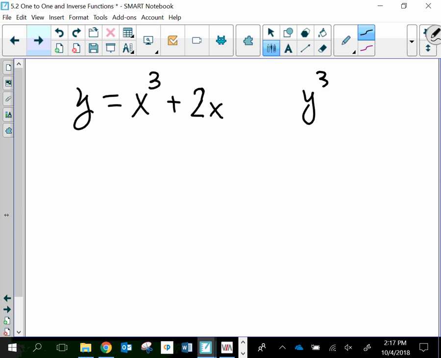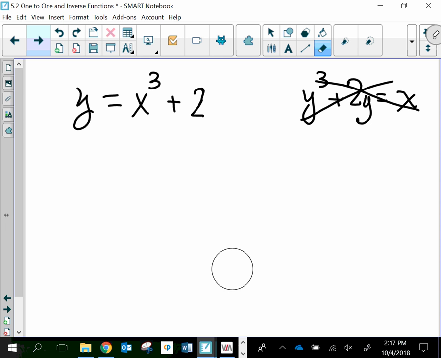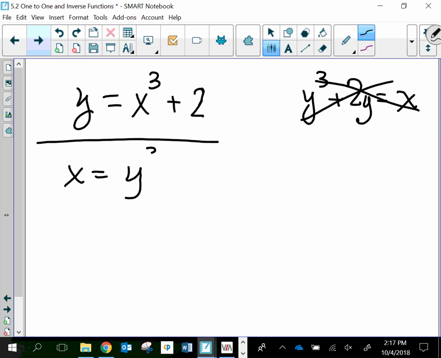Think about how you solve that for y. How do you separate the y? You don't know how to do that. So that's why we're just going to leave this at y = x cubed + 2. So switch them up. What do we have, Sophie? x equals y cubed plus 2. Okay. And we need to solve for y. So what would that entail?